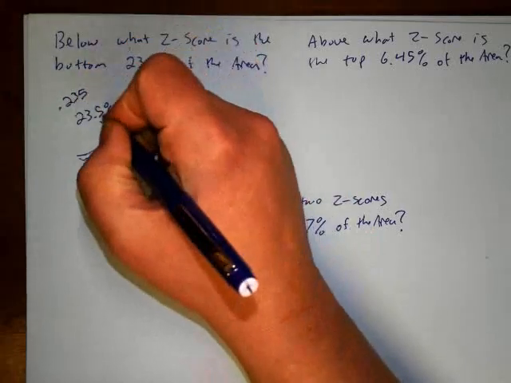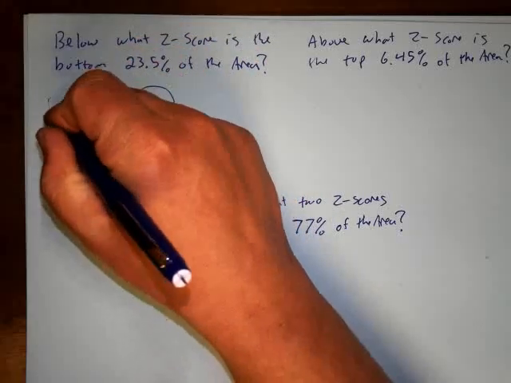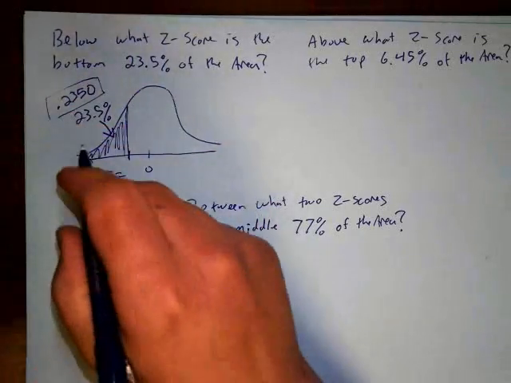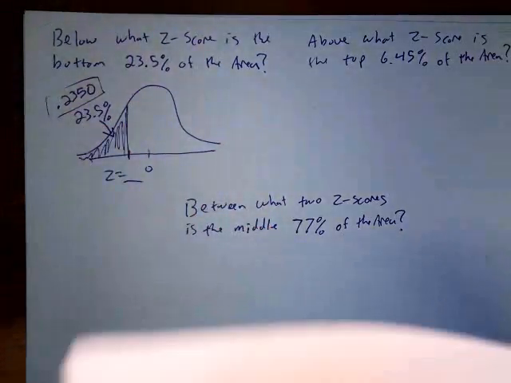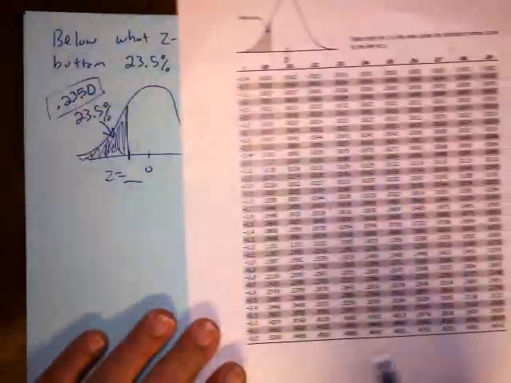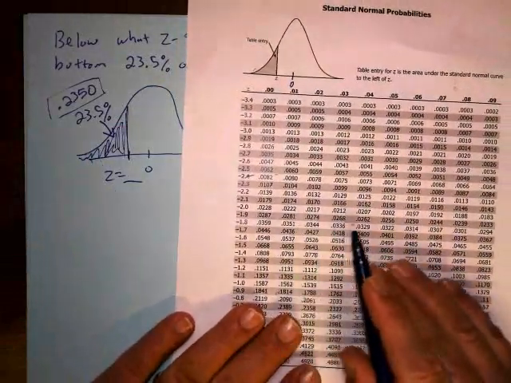And then what you should do is add a 0 so you have a 4-digit decimal number. That way it's easy to look up on the table. So you make that into a 4-digit decimal number, and this is the area below, so I just need to look that up on the negative side, whichever one comes closest.